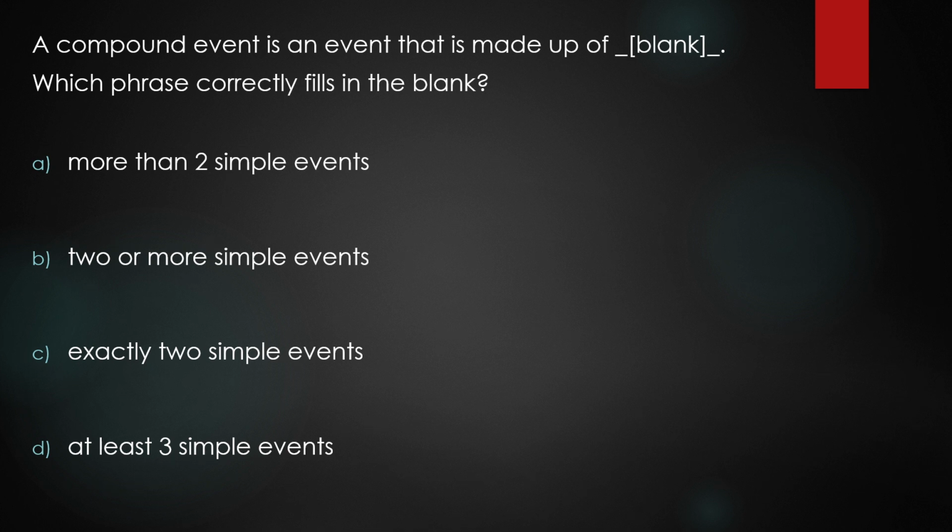So a compound event is any probability event where you're doing two or more things. So here, two or more simple events. A simple event is just like normal probability, which is what we were working with in Unit 3. Compound events are kind of like when we do two of those. So instead of picking one marble, we would pick two marbles. Instead of rolling a dice one time, we would roll a dice two times.